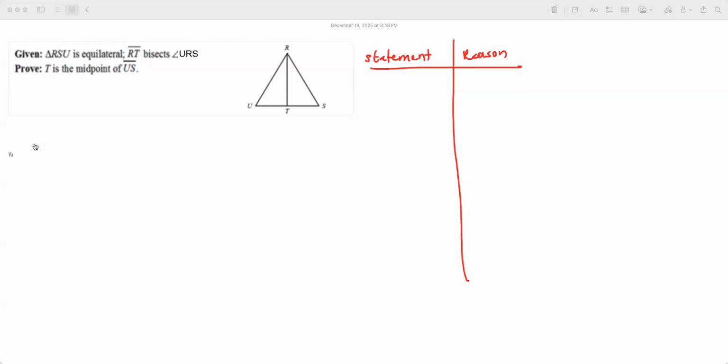So you would put triangle RSU is equilateral first. Sure. Just give me a second. Control V, Control V. RSU is equilateral. Okay. See, proofs on isosceles and equilateral triangles is one of the benchmarks of geometry. Okay, let's go ahead and try.